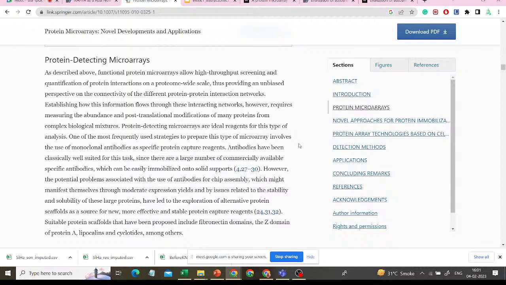Then there is your protein detecting microarrays. So one is your functional protein microarrays, and then your protein detecting microarrays. Functional protein arrays help you to identify high throughput screening and quantification of protein interactions. Whereas the detection microarrays are ideal reagents for this type of application, and if we use monoclonal antibodies, they are also specific protein capture reagents.